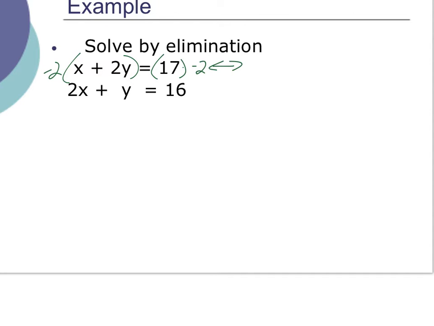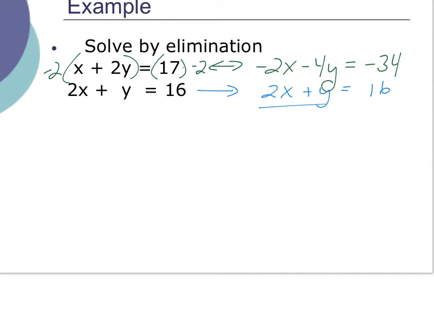So distributing the left-hand side, I get negative 2x minus 4y equals, on the right-hand side, I get negative 34. My second equation is going to stay the same. Now, can you see what multiplying by negative 2 did? Hopefully you see that it set us up so that we can eliminate my x value. So I get negative 3y equals negative 18. So my y is going to equal 6.